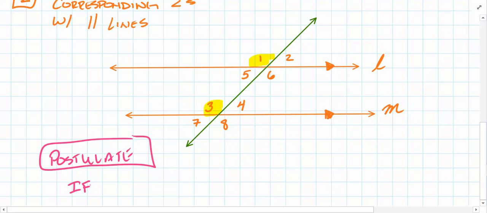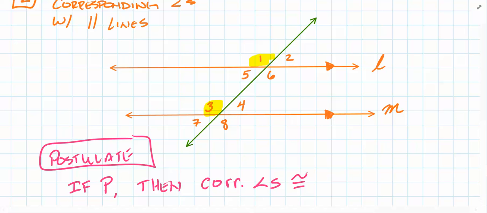So here's the abbreviation. If two lines are parallel, so capital P is parallel. If parallel, then corresponding, I'm going to say C-O-R-R, corresponding angles are congruent. That is the shorthand way of writing that. If P, capital P stands for parallel. So if L and M are parallel lines, then we know that corresponding angles are congruent.